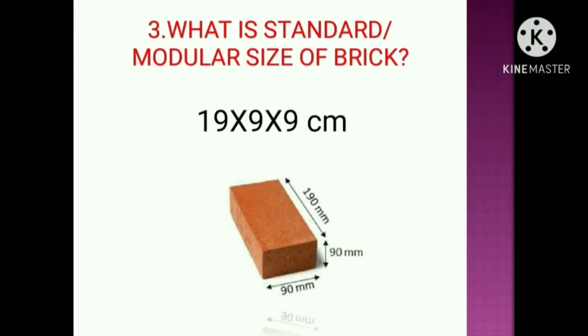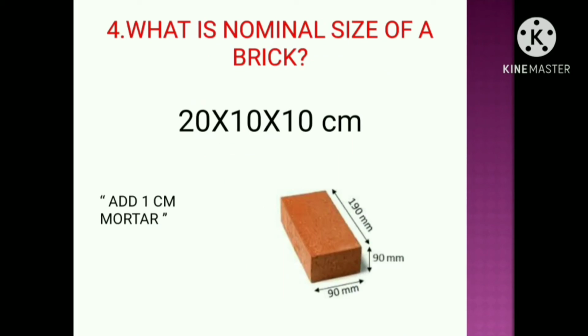What is standard or modular size of a brick? Most of the people get confused here. What is standard size? What is modular? What is nominal? So let's clear it. Standard size of a brick is 19 by 9 by 9 centimeter or 190 by 90 by 90 mm. What is the nominal size of a brick? So it is 20 by 10 by 10 centimeter. In this case, add 1 centimeter mortar on all sides.